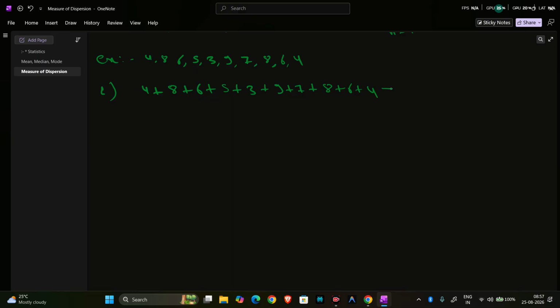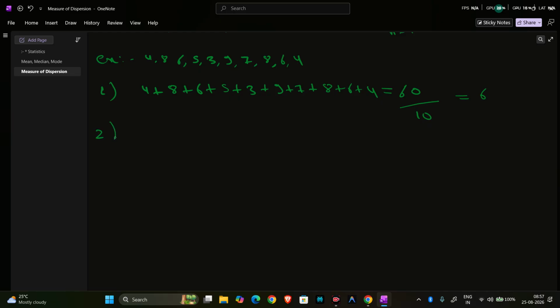So we'll get 60. Okay, so now we have to divide this by n. So we have 1, 2, 3, 4, 5, 6, 7, 8, 9, 10. So n is 10. Okay, so we'll get the mean 6.